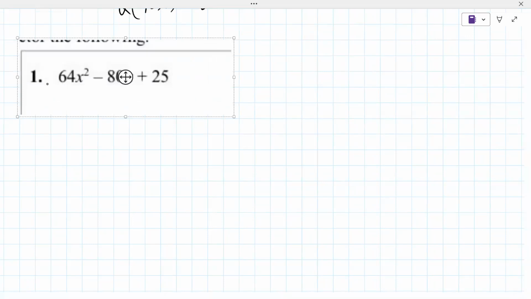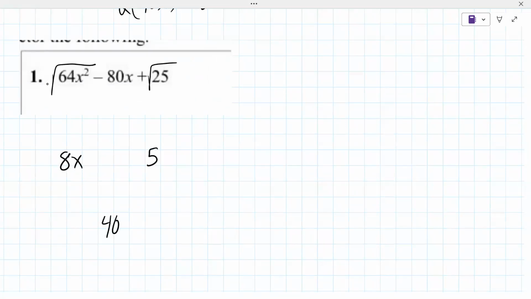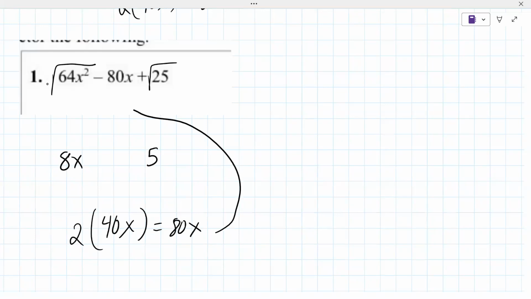Okay, so what's the square root of 64x squared? 8x. And what's the square root of 25? 5. When you multiply these together, you get 40x, and when you double it, you get 80x. And you might say, well, that's not the same, and I would say, you're right. It is not the same. This is the other form: A squared minus 2ab plus b squared equals a minus b squared. It's a lot like the previous one, just that it's a minus b instead of a plus b.